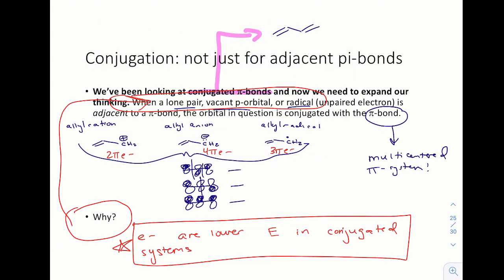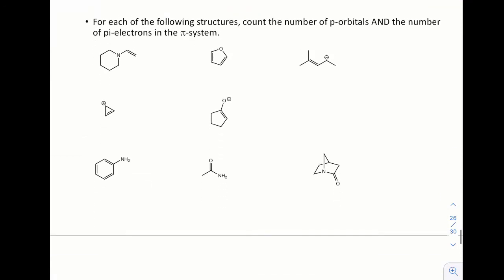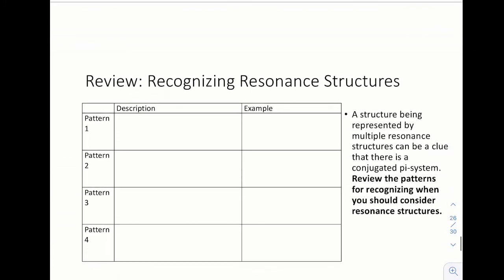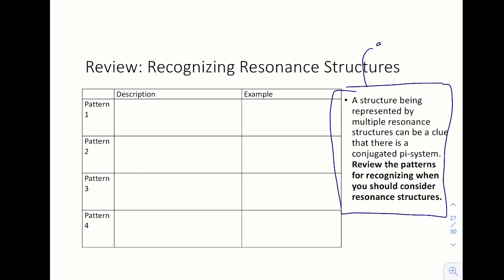All right, how are we going to recognize these systems? Well, we're going to recognize them because often these systems are described by resonance structures. So it is very important that you recognize and can describe the four patterns for when a molecule is described by resonance structures. Because when a molecule is described by resonance structures, it actually involves a pi system.